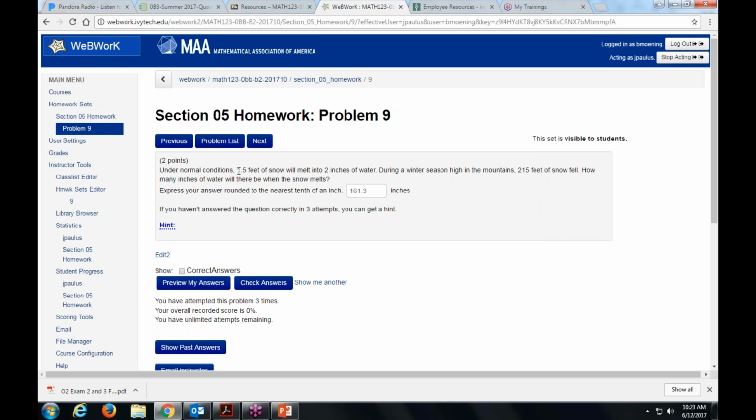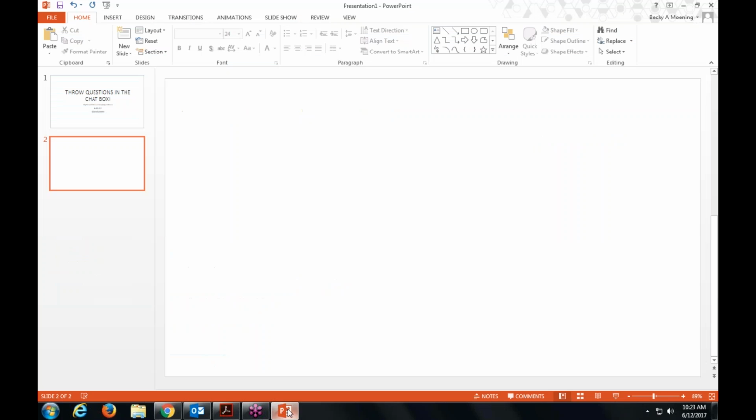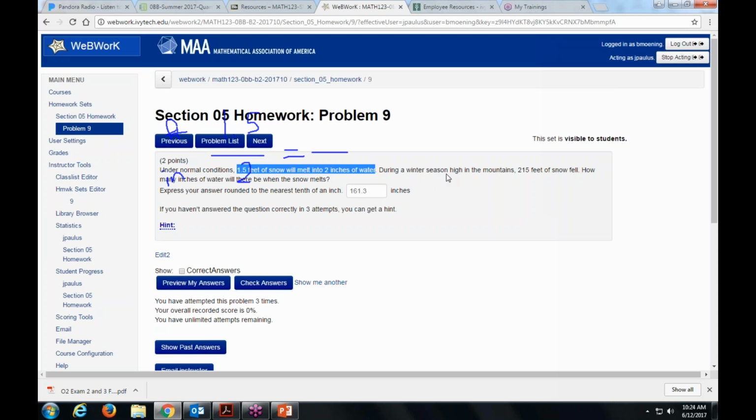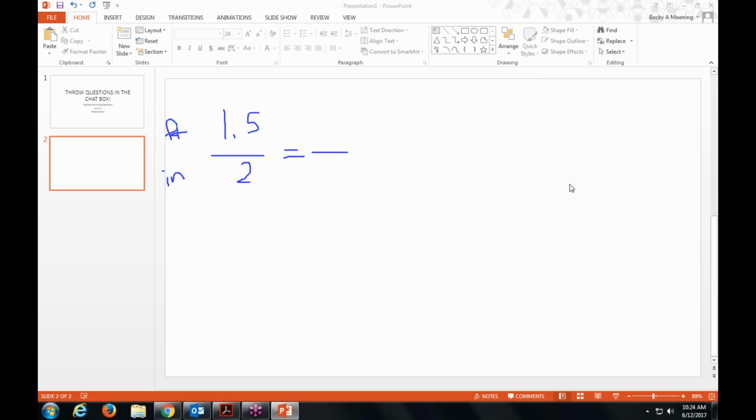When they give you this problem, 1.5 feet of snow will melt into 2 inches of water. So this is feet of snow, and this is inches of water. The second half of the problem says, during a winter season high in the mountains, 215 feet of snow, how many inches of water will that be? They give you feet of snow, so feet of snow goes on the top. This is the easier way to do it because then you can just solve that proportion and you'll have the number of inches of water that it will melt into.